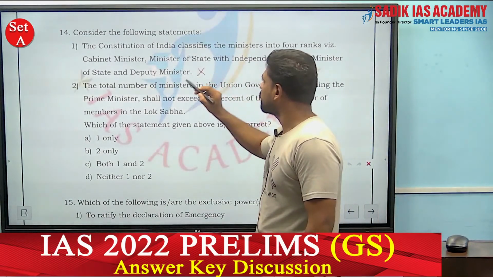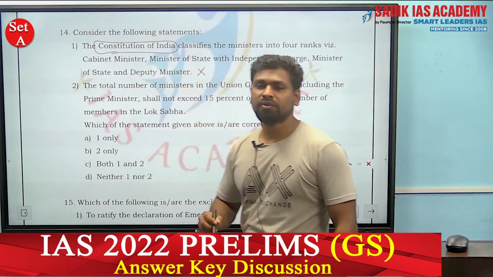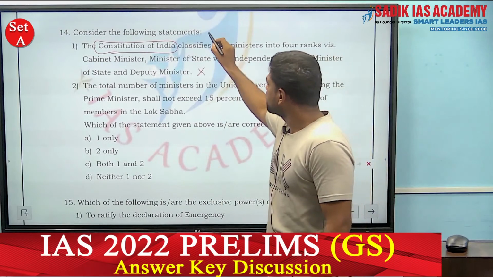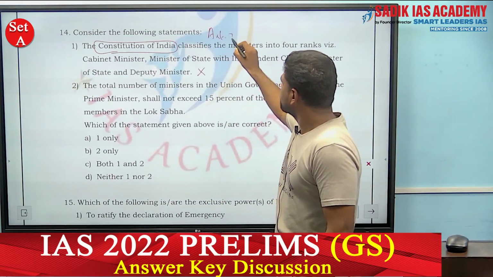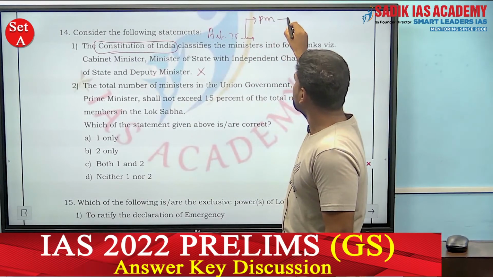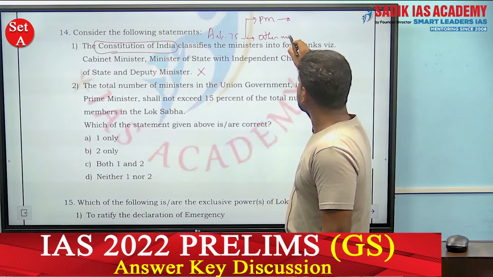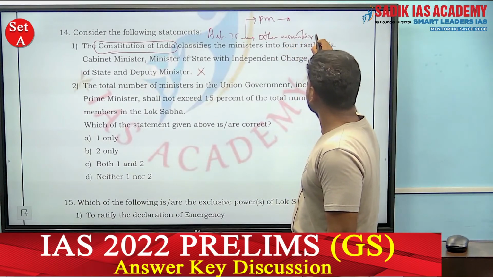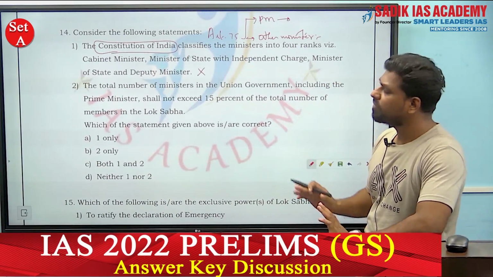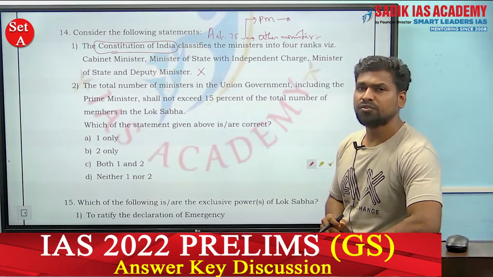This statement is wrong because the Constitution of India does not provide for any classification of the Council of Ministers. Article 75, which deals with ministers, only says that the Prime Minister shall be appointed by the President and other ministers shall be appointed by the President on the recommendation of the Prime Minister. So, statement number 1 is wrong.